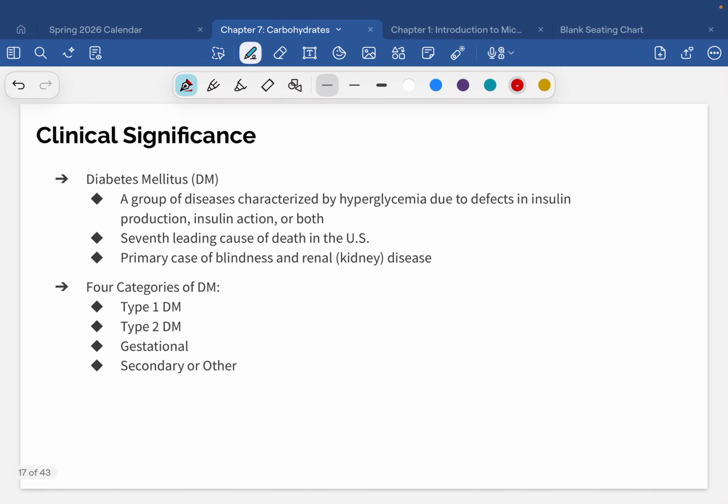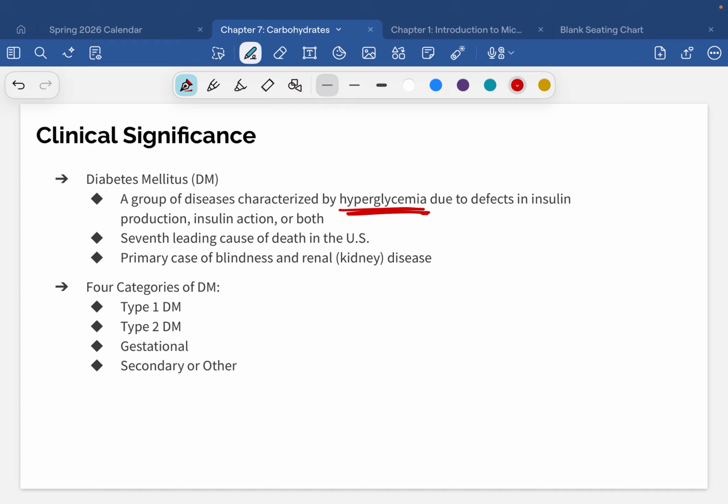All right, so now we're going to talk about clinical significance as it relates to blood glucose levels. We're going to talk about a series of different diseases. And the major disease associated with blood glucose levels is going to be diabetes mellitus. Now, diabetes mellitus is actually a group of diseases that are all characterized by hyperglycemia. Is hyperglycemia too high or too low? Too high. Hyperglycemia means you have too much sugar.